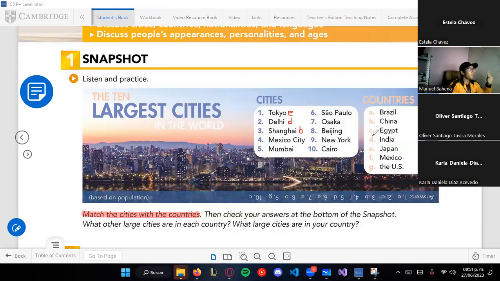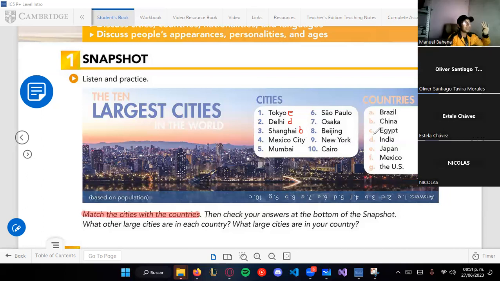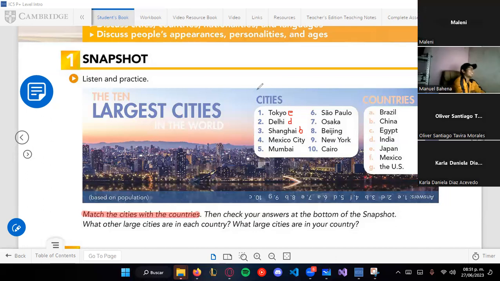Number four. Who has it? Number four. Raise your hand. It's Mexico. Levanten la manita. Please. Because I get confused. Sorry. Don't worry. No, don't apologize. No se preocupen. Okay, ahora sí, Melanie. Mexico City, letter F, Mexico. Mexico, the hardest one, right? La más difícil.